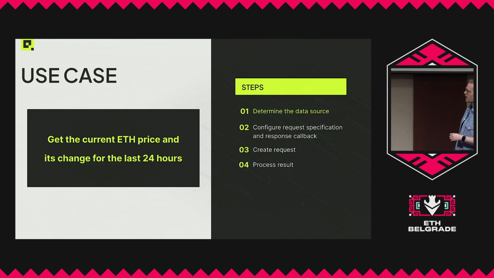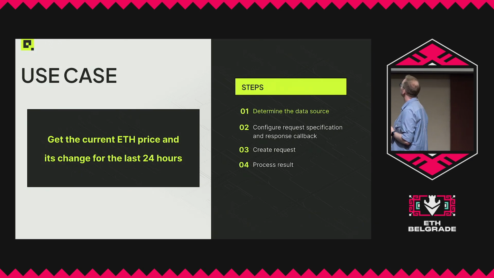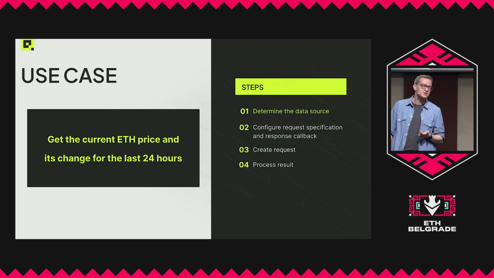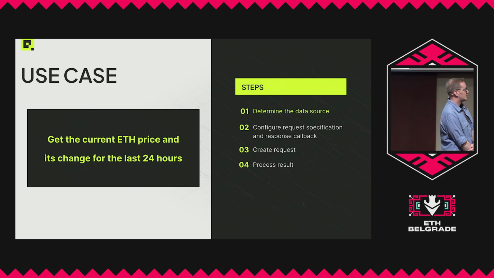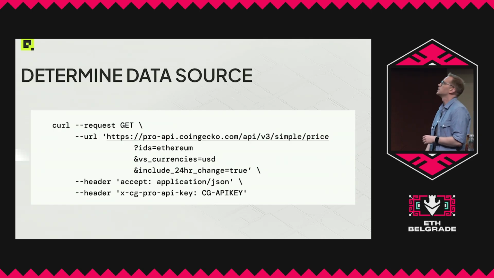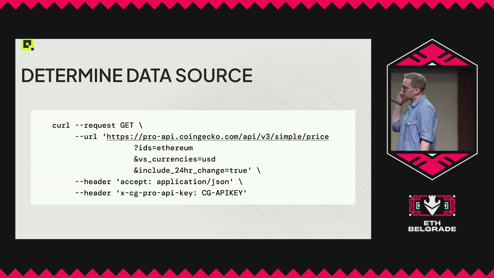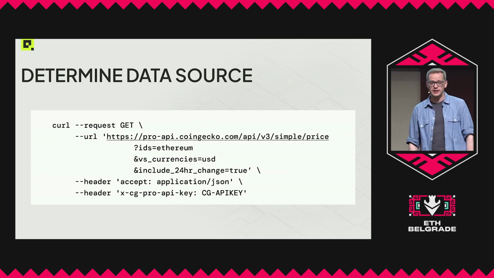So having this request cycle in mind, we can think of 4 steps that we have to perform to solve our problem. First one, we need to define the data source. We need to get the Ethereum price and its change for the last 24 hours. One of the ways to get this data, we can use a CoinGecko API request we can see on the screen right now.